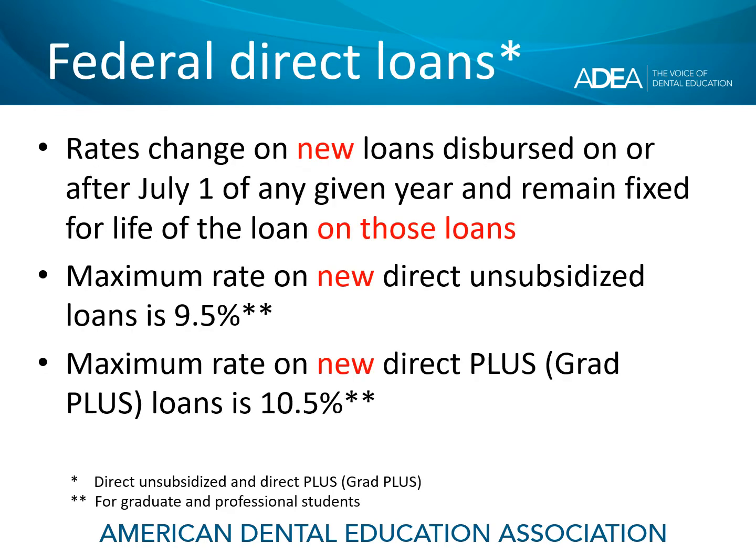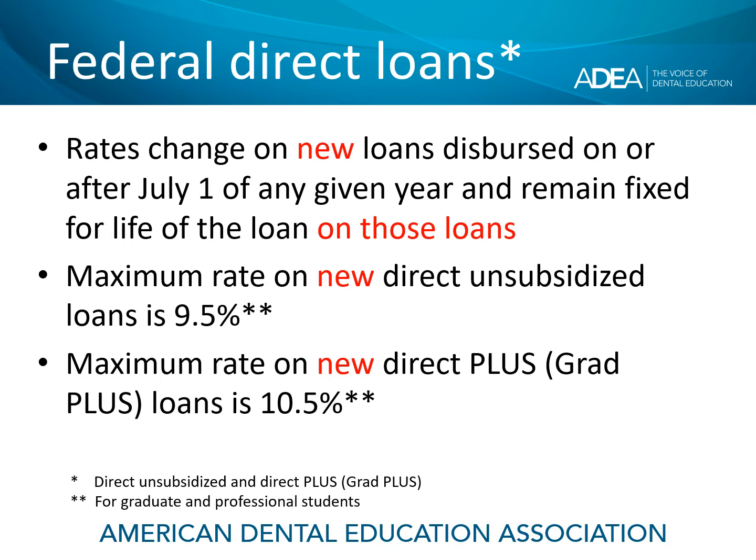Now let's take a look at the interest rates on federal direct loans. This would be the direct unsubsidized and direct plus, also known as grad plus. For many of you, these two loans will comprise the bulk of, if not all of, your student loan portfolio. On these loans, the rates change on new loans dispersed on or after July 1 of any given year, and then they remain fixed for the life of the loan on those loans.